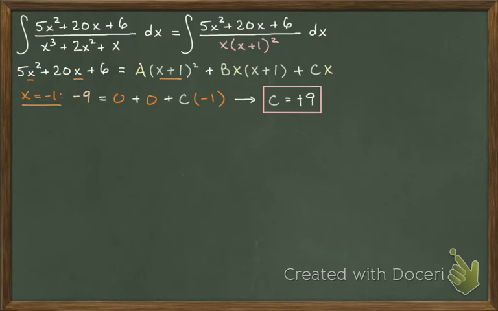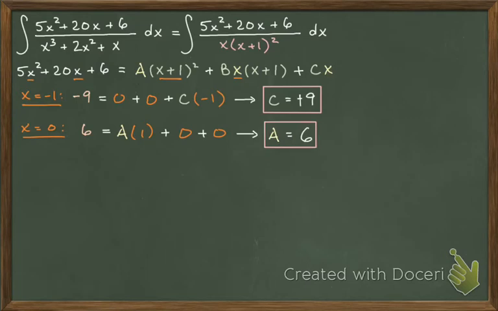So I figure out c. I have a and b left over. The next logical choice for x is to let x be 0, because that will eliminate c, but it will also eliminate b, leaving me with just a. On the left side, I have a 6. On the right side, I've got a times 0 plus 1, and there's a 0 next to b and c. So all that's left is a to be 6.